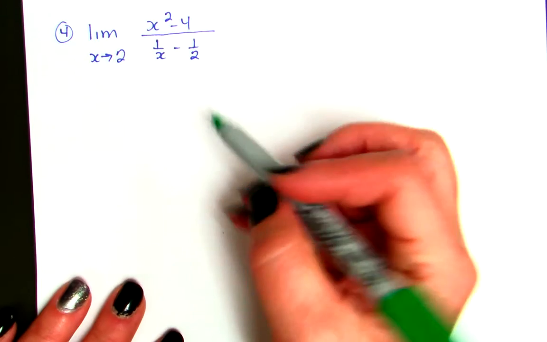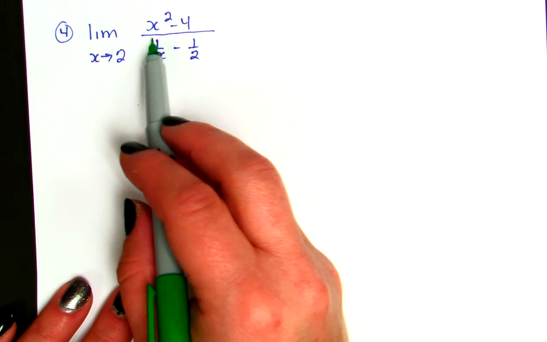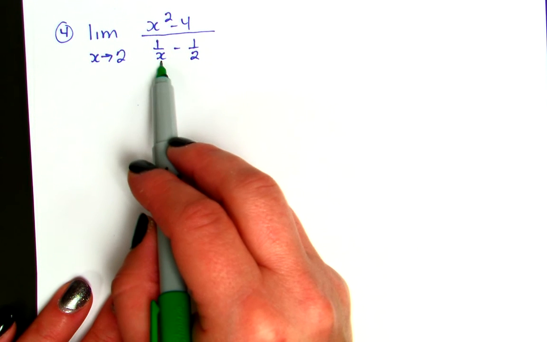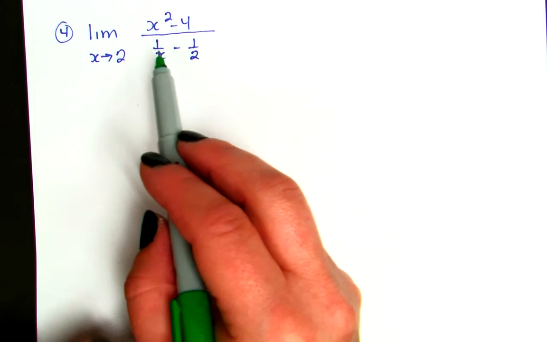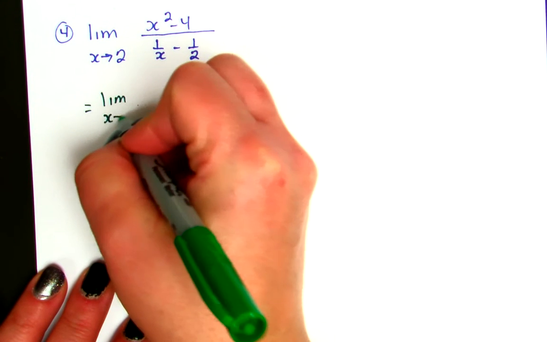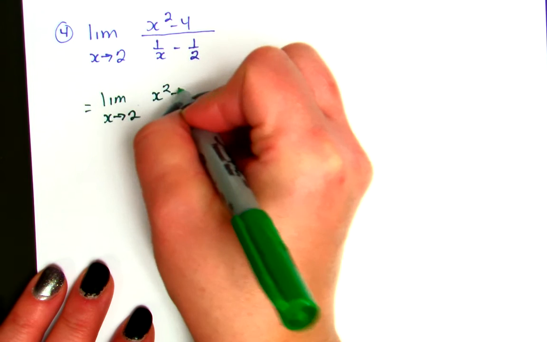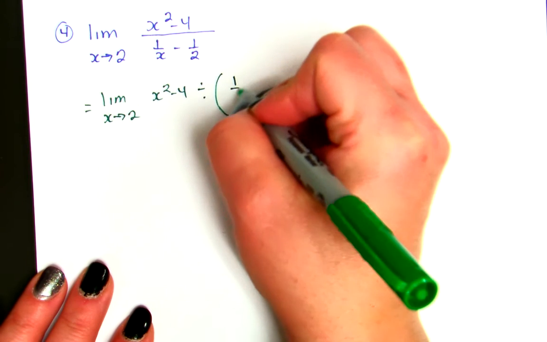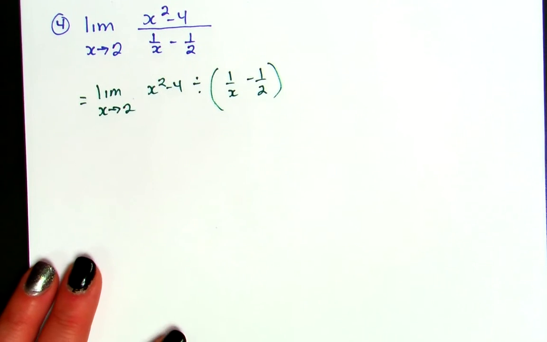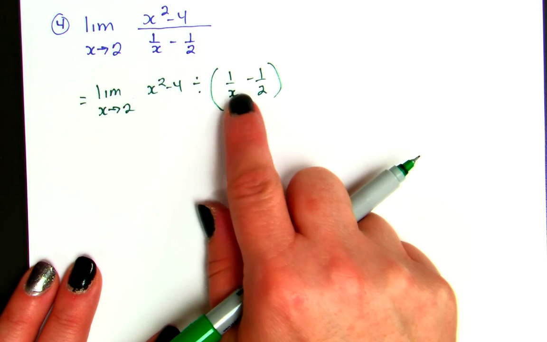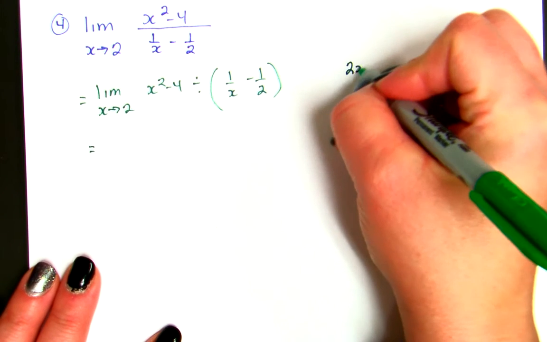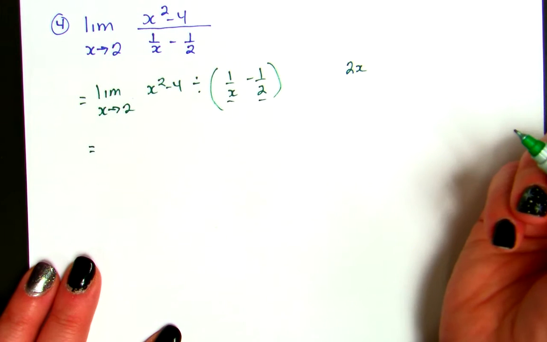4. The limit as x approaches 2 of x squared minus 4 over 1 over x minus 1 over 2. If I put 2 there, I get 0 on the bottom, so I can't just substitute. I'm going to rewrite this so I don't have fractions over fractions. But because I'm dividing by the 1 over x minus 1 over 2, I have to put it in brackets. Now I'm going to find a common denominator in this bottom. And my common denominator is going to be 2x. I just take them and multiply them together.